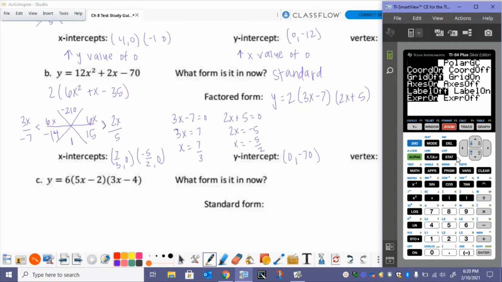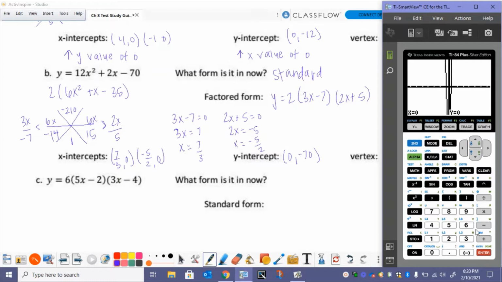I'm going to go ahead and zoom out. Oh, that's not what I meant to do. Let's do zoom fit, see if that fits on there better. There we go. So we know we have a minimum. So second trace, minimum. We're going to go to the left side. When you're on that zoom fit, sometimes it's hard to tell, so make sure you see your cursor. And then right bound. Enter, and enter one more time.